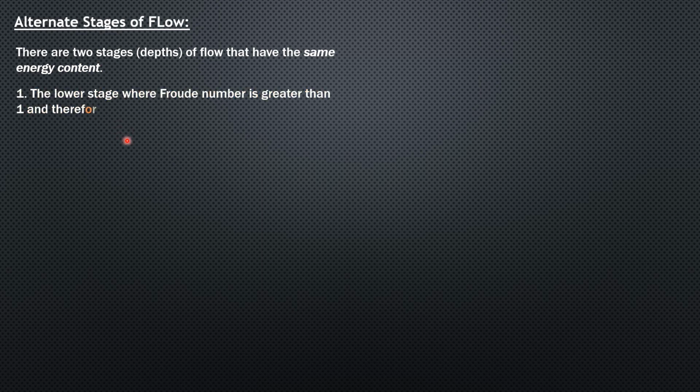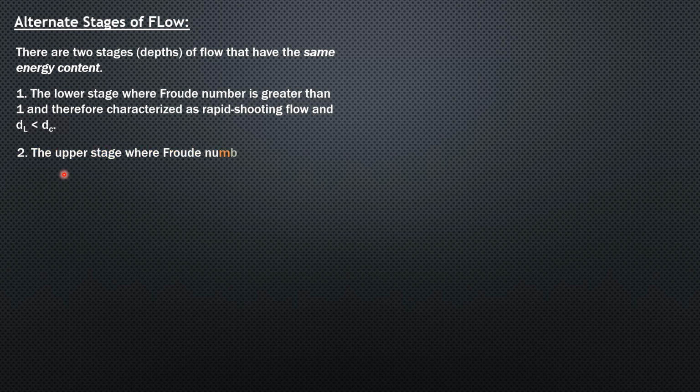The lower stage, where Froude number is greater than 1 and therefore characterized as rapid shooting flow, so the depth in the lower stage is less than the critical depth. The upper stage, where the Froude number is less than 1 and therefore characterized as subcritical flow and tranquil flow, where the depth is greater than the critical depth. So depth in the upper stage is greater than the critical depth.